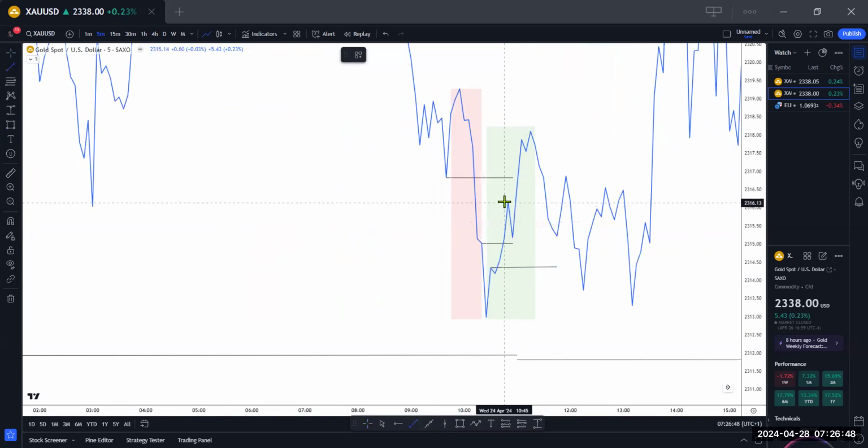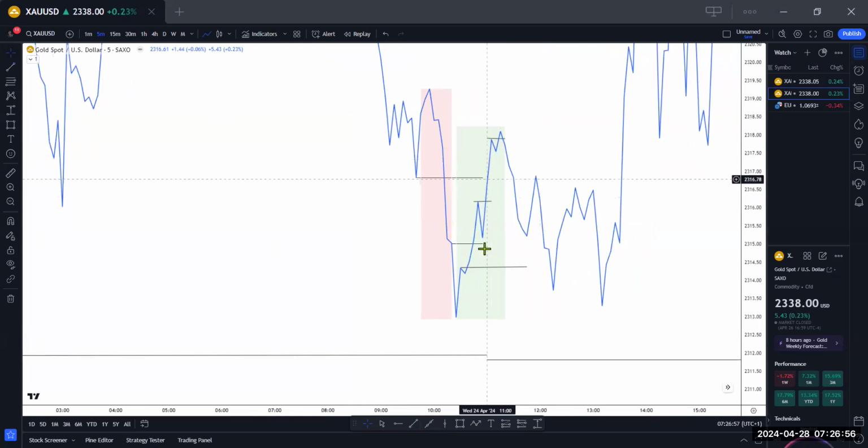This is your second breakout, and you even had a third breakout. Okay, this is your sign that price is challenging itself, breaking highs. So when price retraces, what you want to do is to buy.